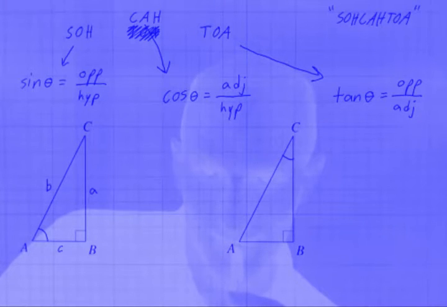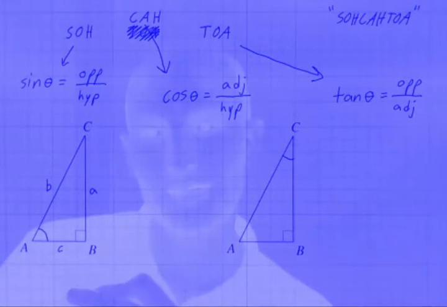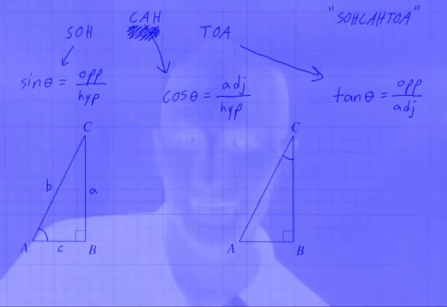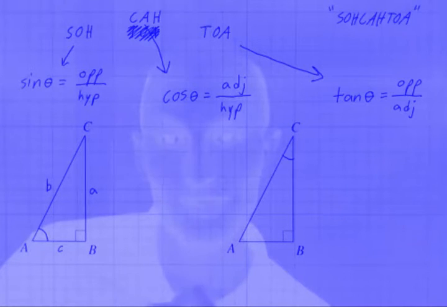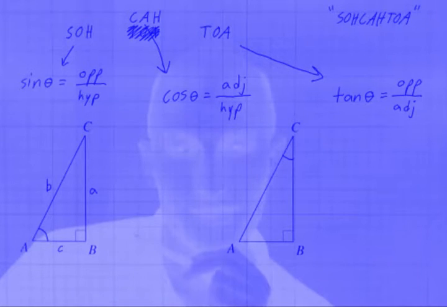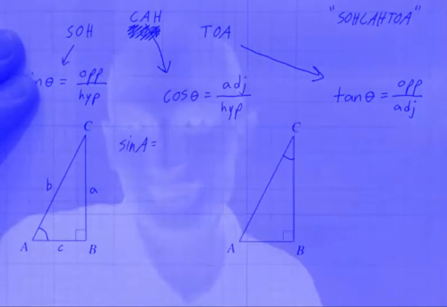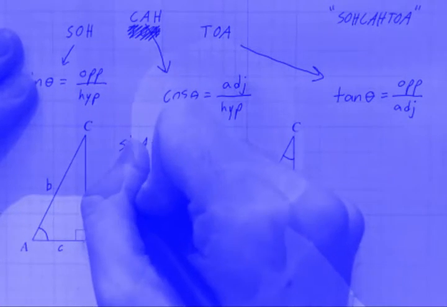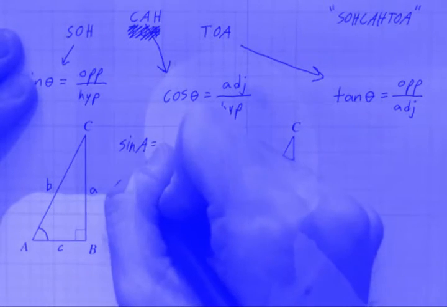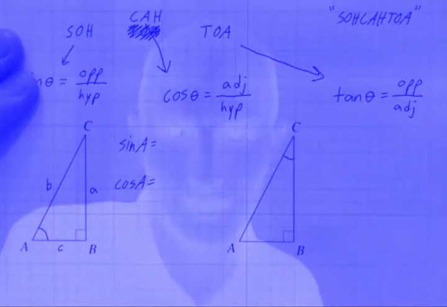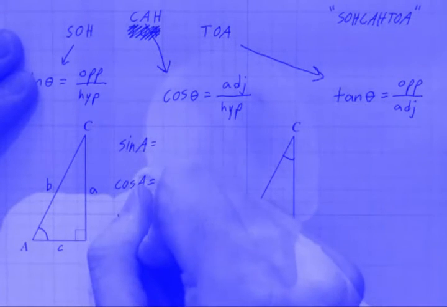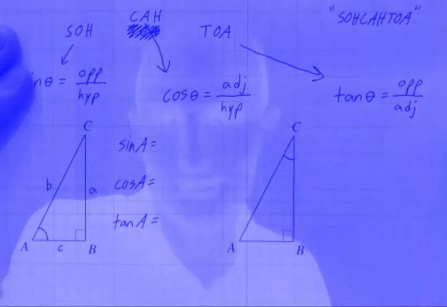Now, let's find what is the sine of A, what is the cosine of A, and what is the tangent of A. So we're going to go sine of A equals something, cosine of A equals something. We'll find out. And then tangent of A equals something.